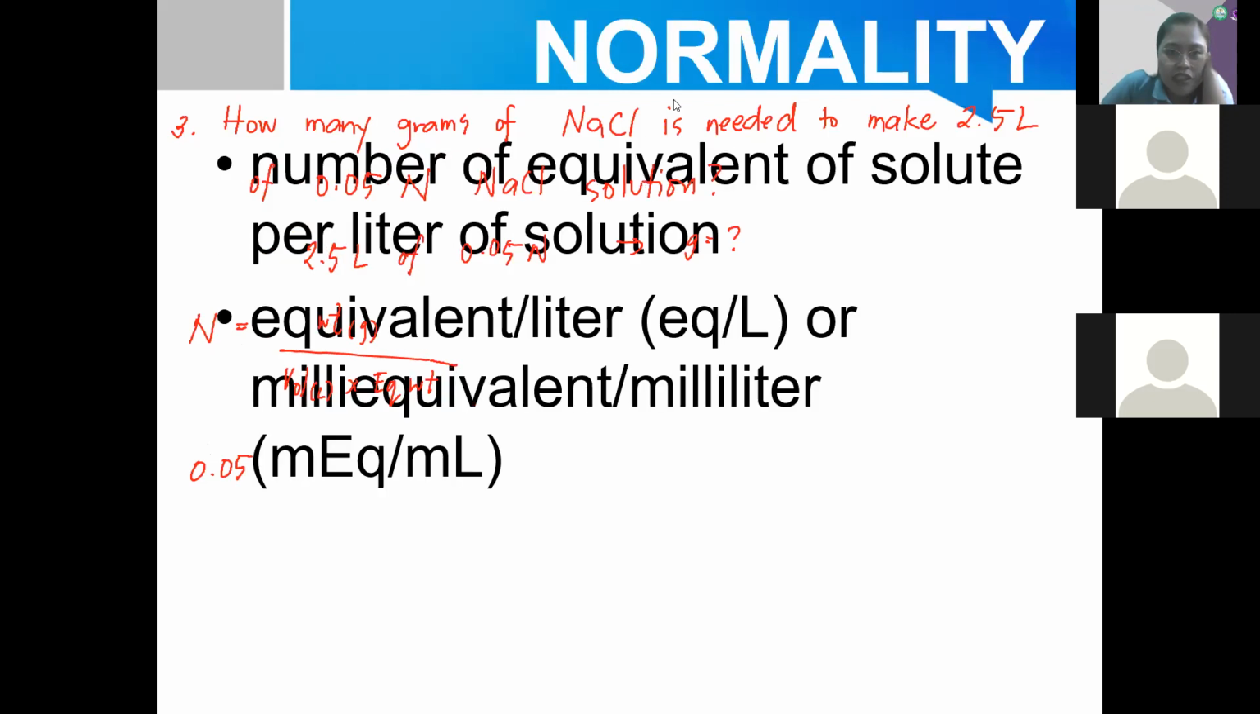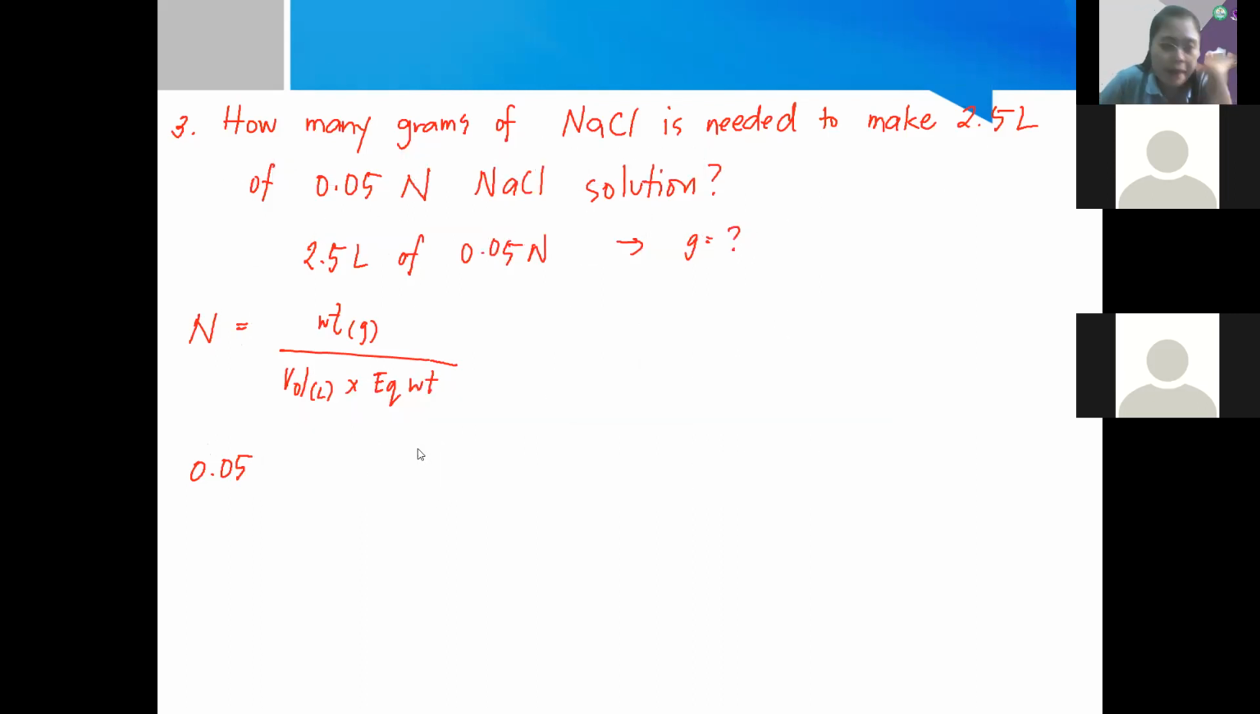Balikan natin yung units ng ating normality. Pwede siyang equivalent per liter, pwede din siyang MEQ per ml. So, since I'll be using liters and equivalent weight here, I'll be using equivalent per liter na for a unit here para madaling i-cancel. And then we are looking for the weight in grams. For the volume, it's given 2.5 liters and then i-multiply natin siya sa equivalent weight.